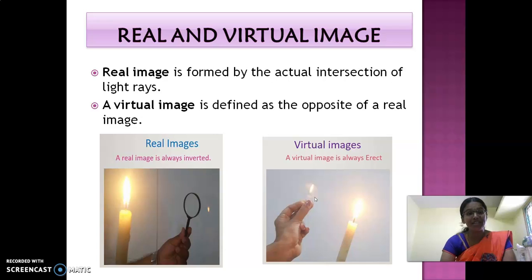So what are the properties of real image? They are inverted. The real image is always inverted, whereas virtual is only an imaginary thing. We are not able to see that. They are erect. Erect means same as that of the object.